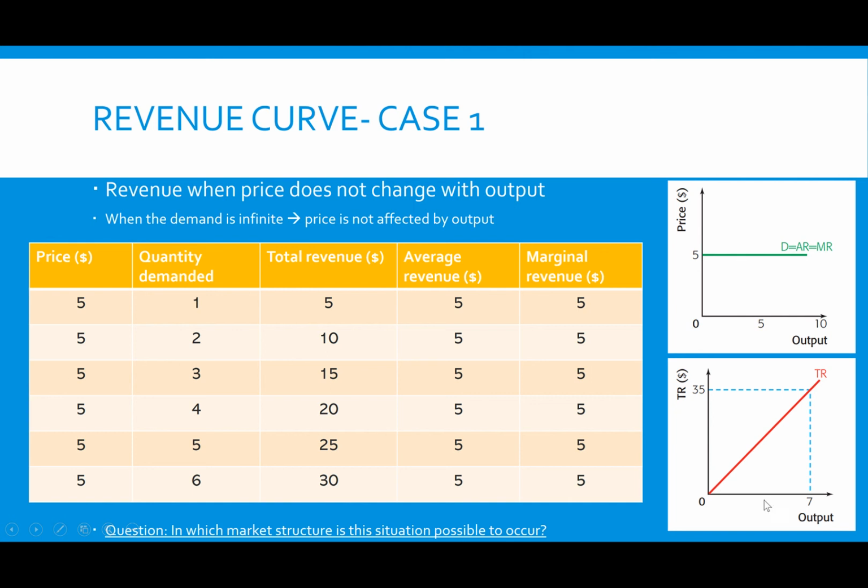The second one is showing the relationship between output and total revenue in dollars. This is pretty straightforward, I believe, because TR will increase at a constant rate. Total revenue is indeed increasing at a constant rate, 5, 10, 15, 20, 25, 30. So as output increases, total revenue increases.